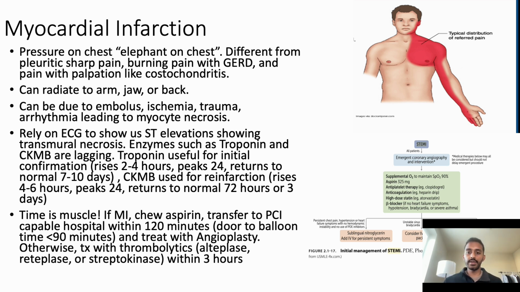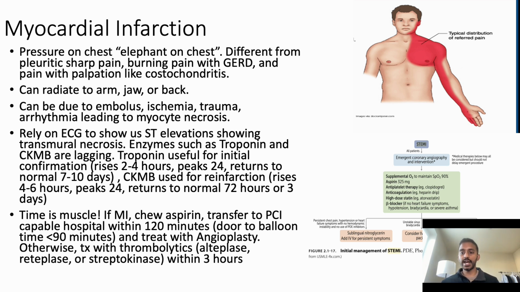Troponin I rises 2 to 4 hours after MI, peaks at 24 hours, and returns to normal in 7 to 10 days. CKMB rises in 4 to 6 hours, peaks at 24, and returns to normal in 72 hours or 3 days. Remember, time is muscle. The faster you treat it, the better for long-term recovery.